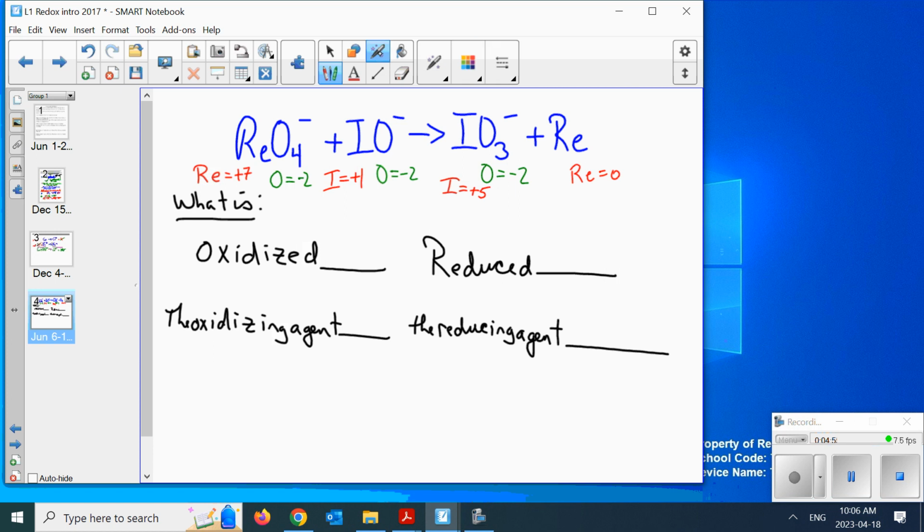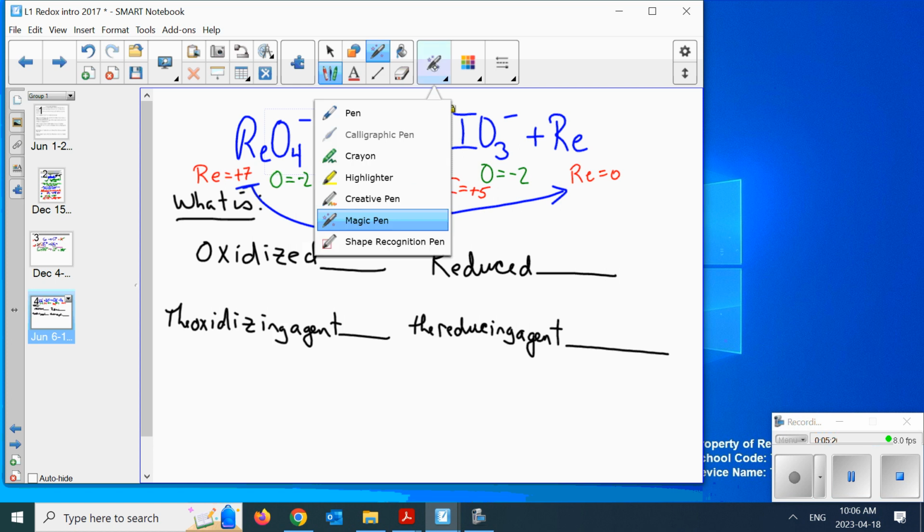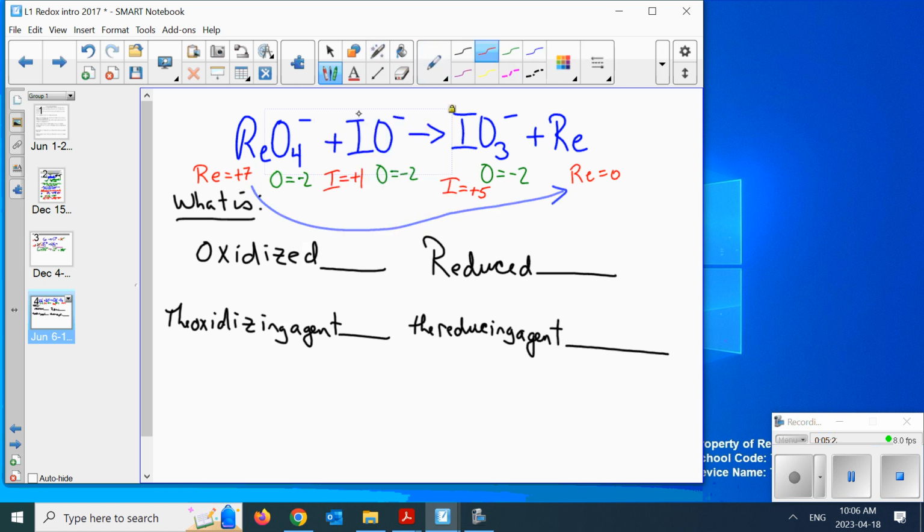I tend to think the reduction first. Why? Because if you have charges listed, you look for the one that reduces from left to right in charge. If you have electrons, you use OIL RIG. Well, 7 goes to 0. That's a reduction. So I'm going to list what's reduced. It's the Re in ReO4 negative. Okay. Nothing happens to the oxygen.